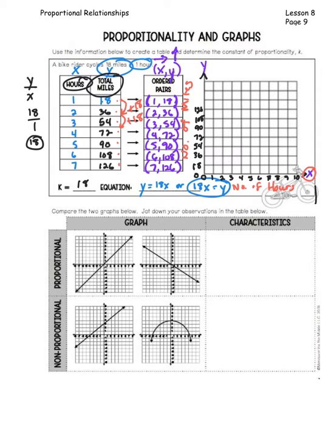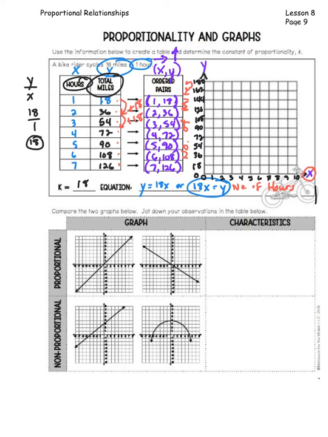Now this is all we have on our table, so when we get to 126, we're going to add another 18, which would bring us to 144. Again, we're going to add another 18. That'd be 162, and another 18 would bring us to 180.